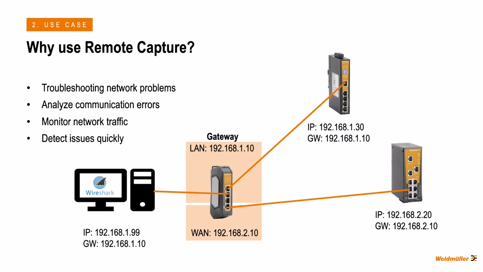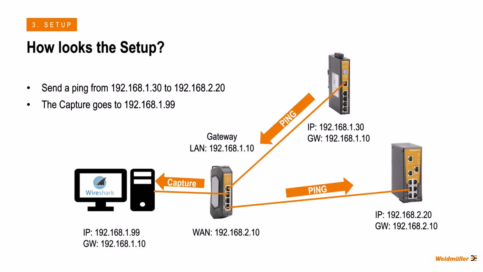Remote capture is useful for troubleshooting network problems. You can analyze communication between machines and devices in real time. It helps to identify errors, such as missing data, delays, or wrong configuration. This feature in a router allows you to analyze traffic between networks and helps also to check out the configuration of the internal firewall, for example. Especially in a remote configuration over Weidmüller U-Link, it is very useful. Remote capture saves time and makes network analysis easier.